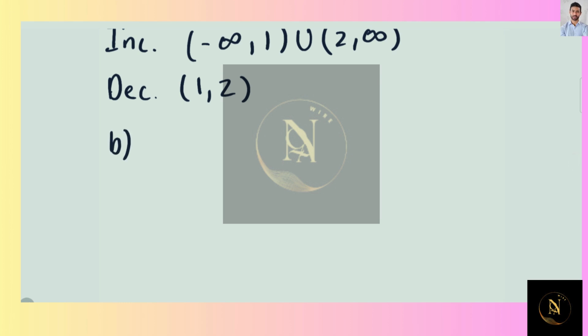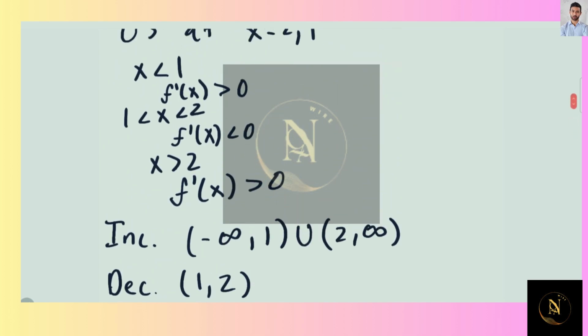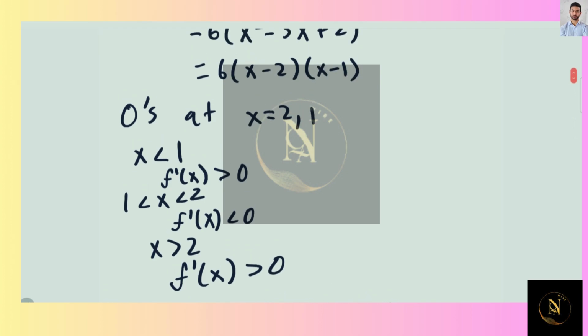And for part B, what we're going to find are the local maximum and minimum values. The way that we do this is we have to find the zeros of our derivative, which we actually already found in part A: x is equal to 1 and 2. And then we're also going to use some information we found in part A to figure out if these are maximum or minimum values.